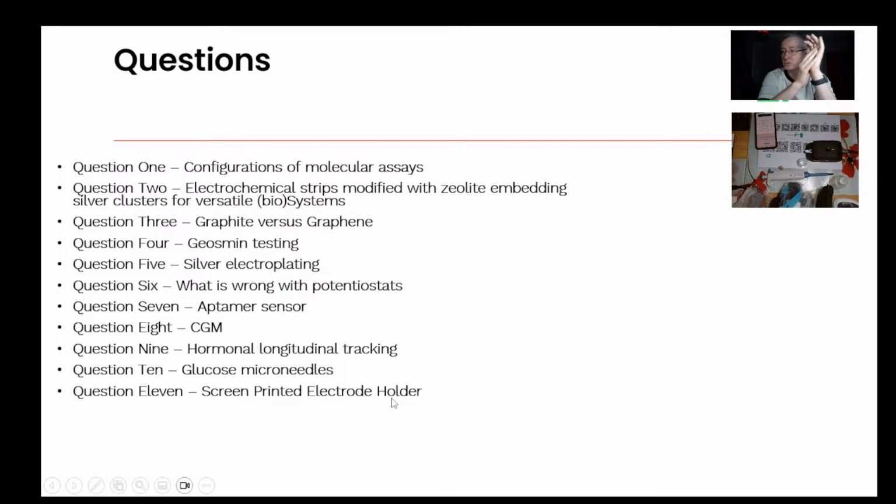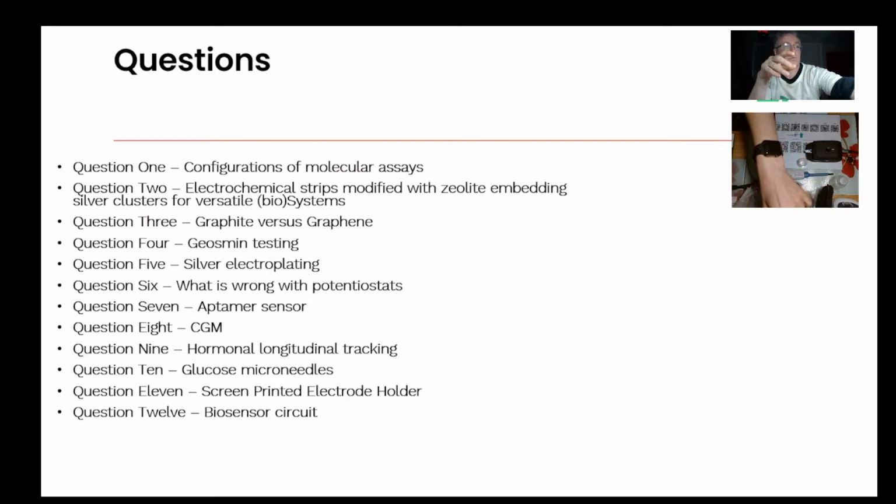Screen-printed electrode holder, just how to use it. Biosensor circuit. So at ZP, we do have a very small circuit. In fact, the circuits used in products like this, I'll just hold this up. Inside of here, there's actually a very functional potentiostat. This is actually a wearable microneedle watch.